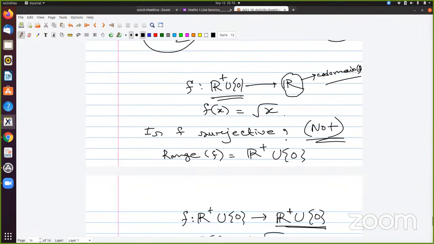It does not necessarily need to be a perfect square. Root 2 is also there. Root 2 I can get. I don't need x as a perfect square. If I give 2, I get f(2) equal to root 2, which is also an output. But here it is not surjective because the codomain was the whole real numbers, but the range is only the real numbers from 0 onward. So negative numbers are not there as an output. So it is not surjective. Clear? Thank you.